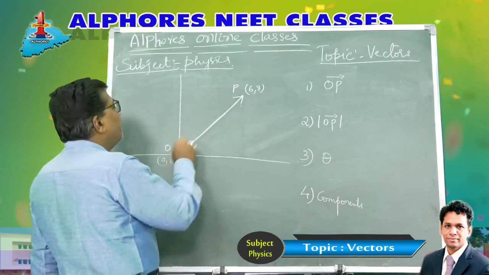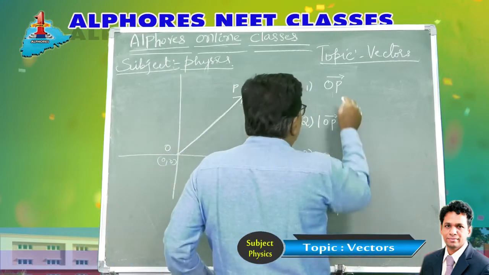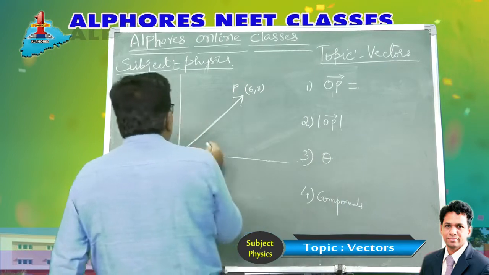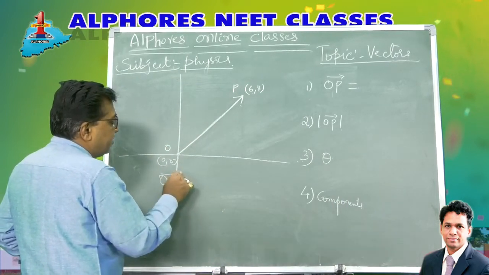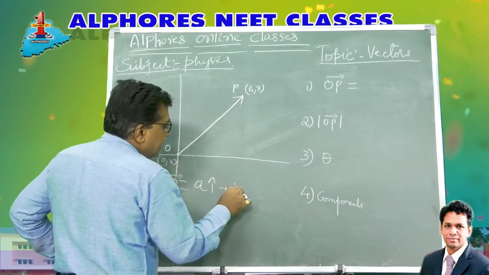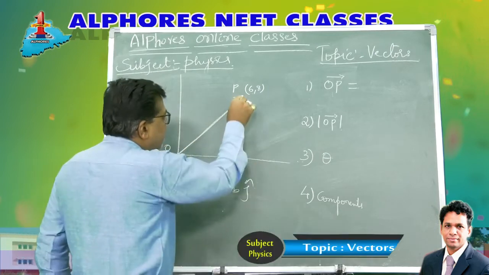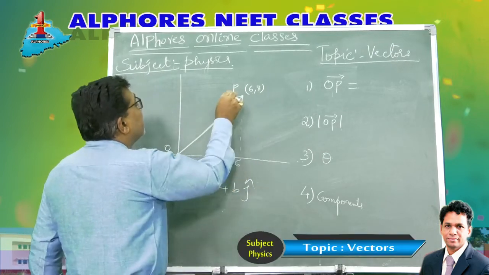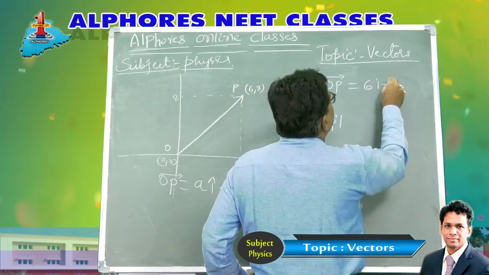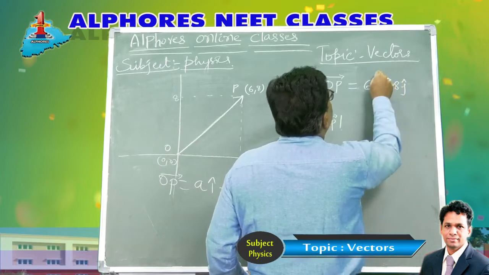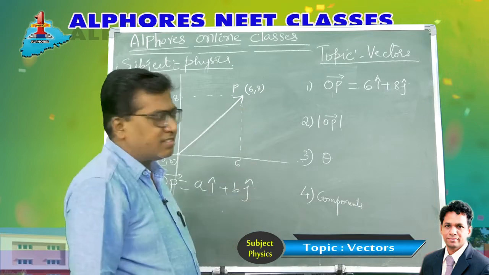Then, how do you represent this position vector in vector form? In vector notation, earlier for a point P, A comma B, I was writing OP bar as A i plus B j. A is the x coordinate, B is the y coordinate. Here the x coordinate is 6 and the y coordinate is 8. So the vector you can write as 6i plus 8j, right? So the position vector of the point 6, 8 is 6i plus 8j.